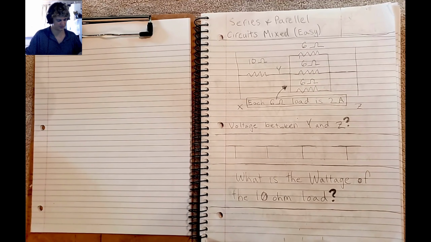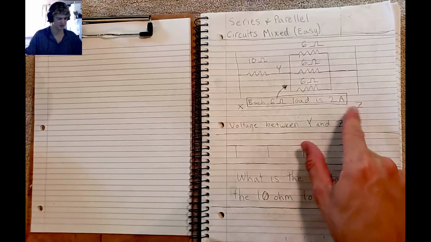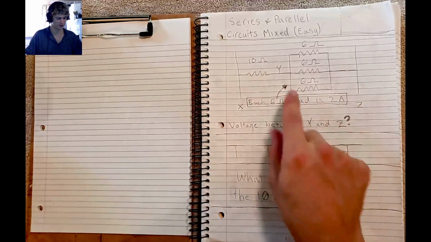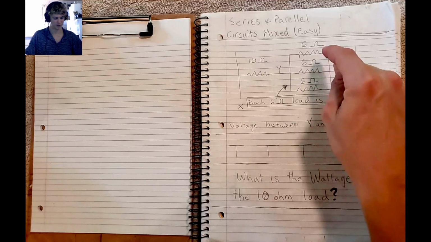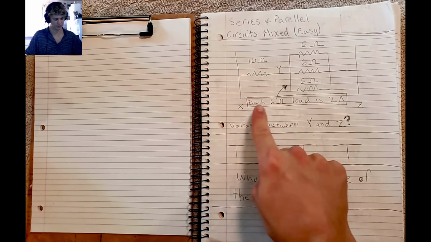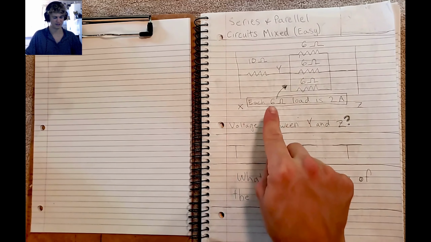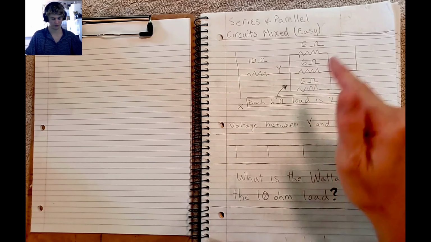The first question is asking the voltage between Y and Z in the circuit. So when we look at this portion of the circuit, Y and Z, we see that we'd just be dealing with these three resistors that are wired in parallel. We also have some information where it says each of the 6 ohm loads is 2 amps. Okay, so each one of those.